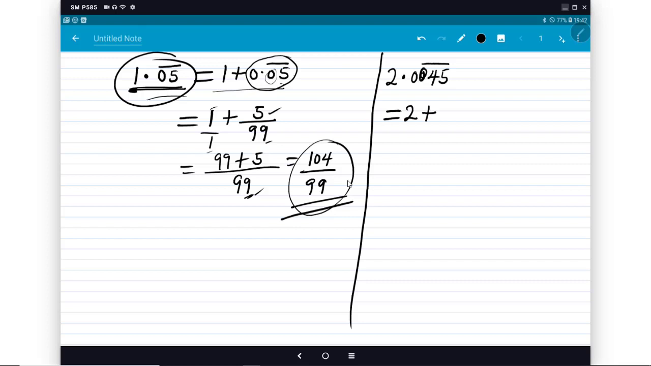Now I'm going to have 0.0045 like this. All you're doing is taking the 2 away from here. When you take the 2 away, it remains 0 there. So 0.0045, but 045 repeating. So now we have 2 plus 045 repeating. So three numbers are repeating, so that will be 45 over how many nines? 3 nines, because three numbers are repeating.